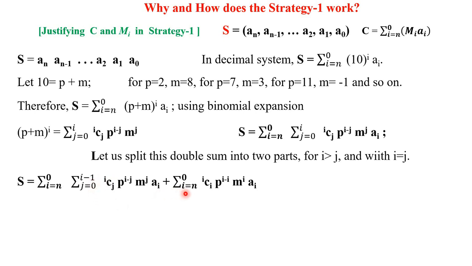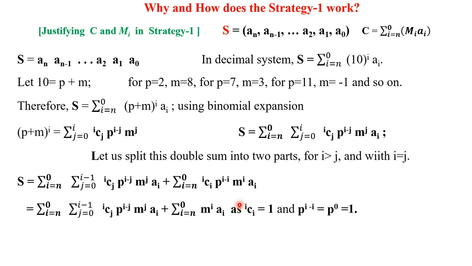And in the other part, the single sum over i is there, but not j, because it is a single term for j equal to i. So iCj becomes iCi, p to the power i minus j becomes p to the power i minus i, and m to the power j becomes m to the power i, and aj becomes a. So these are the two parts.